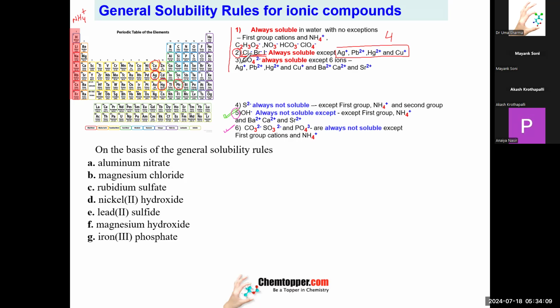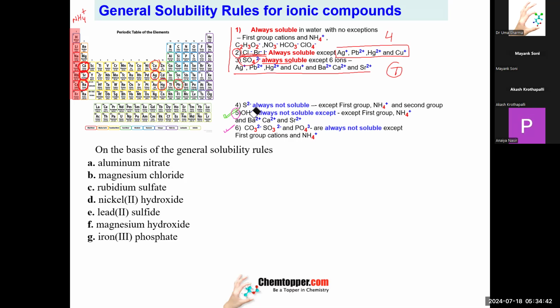Now rule number 3, sulfates. Sulfates are always soluble, very soluble. Except, can you check? 7. 4 are already these 4, not soluble, including 3 from here. Calcium, strontium, barium. Rest all are soluble. The complete periodic table is soluble for sulfates, except these 7.